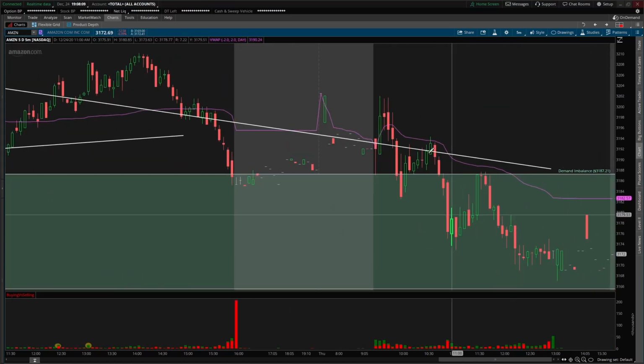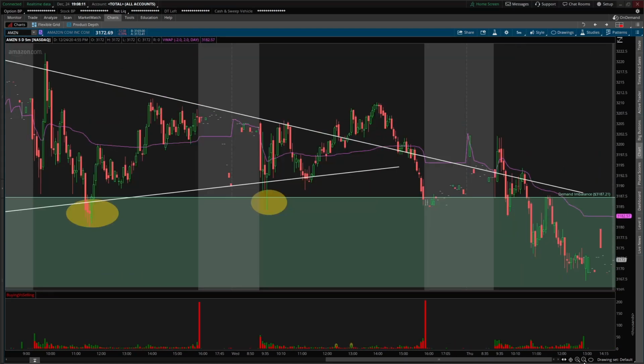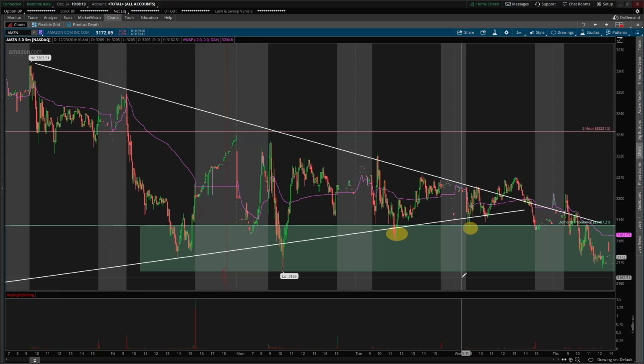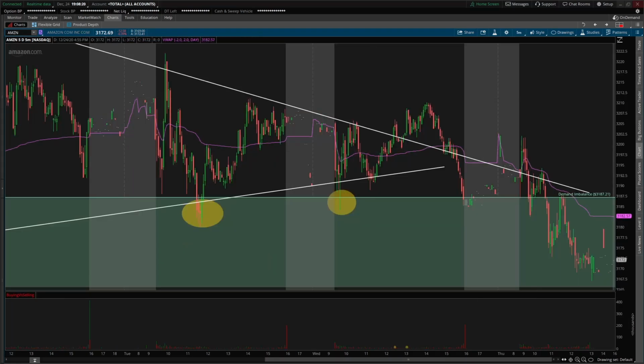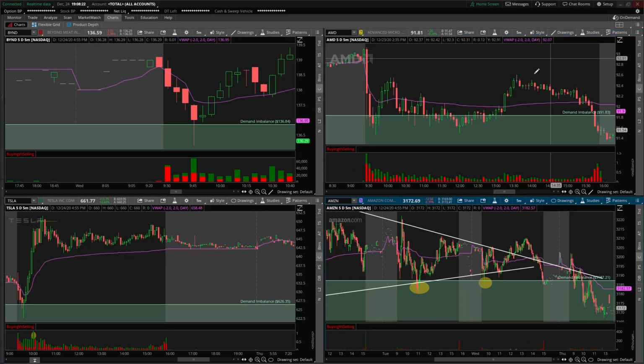And then today, we did nothing. There's no real trade right here. The more times the level gets used, the weaker it becomes and the less significance I give the zone. As soon as we break below it, I invalidate it.